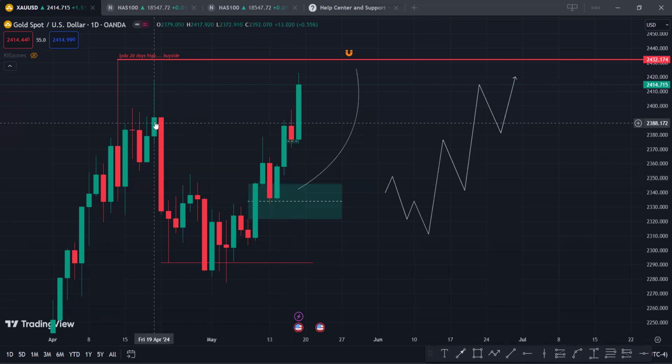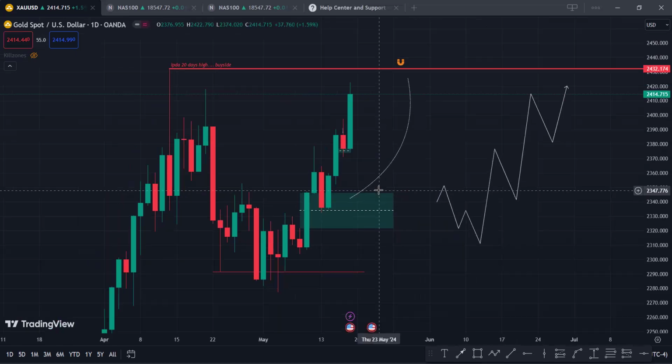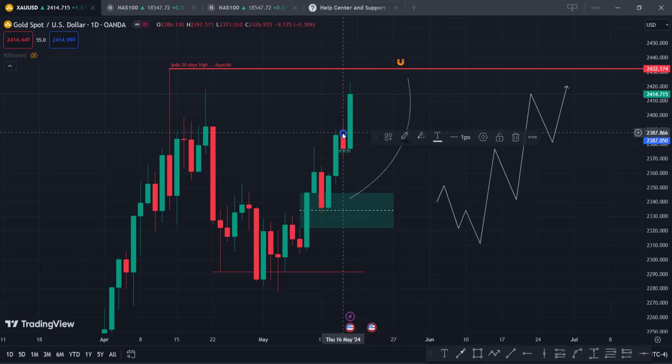So without the invalidation of this order block, I quickly change my bias, okay? Because at times you need to change your bias. You don't have to marry a bias. What the market presents is what you will actually have to work with.